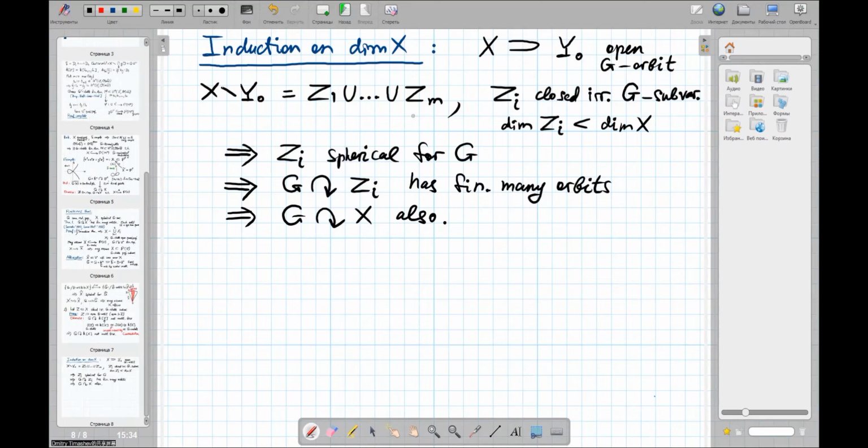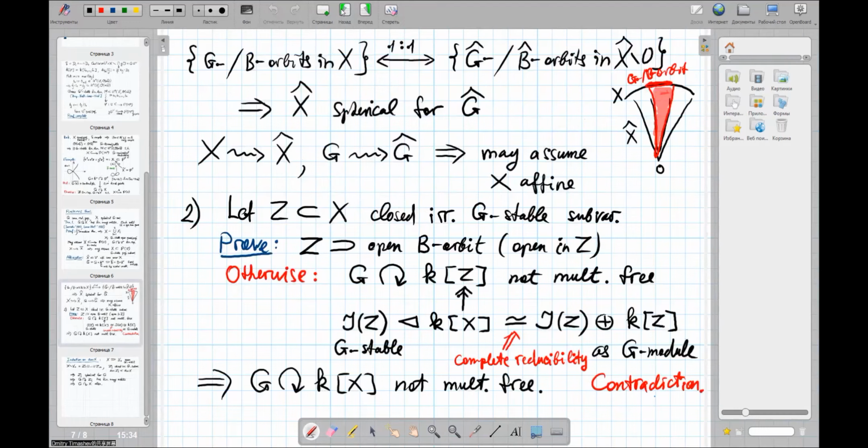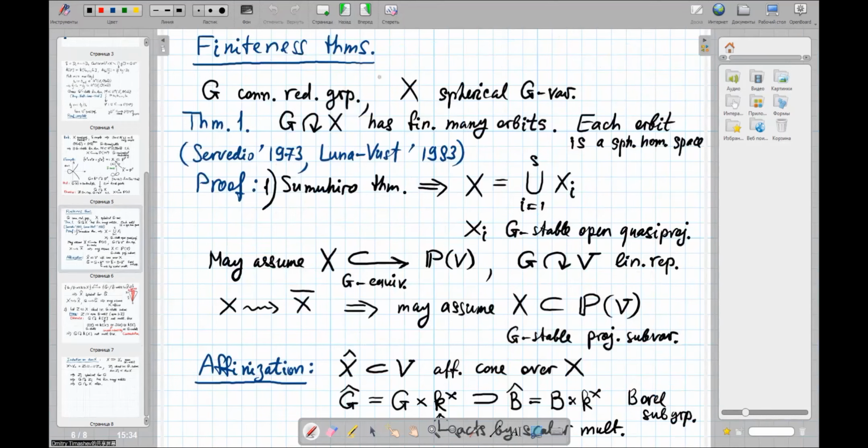It preserves each component. Okay, so we have proved the first statement of the theorem: by induction on the dimension, the action of G on X has finitely many orbits. And what remains is the second statement, that each orbit is a spherical homogeneous space.